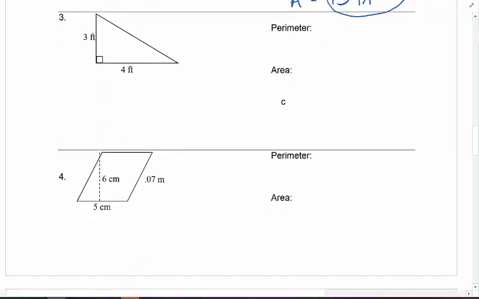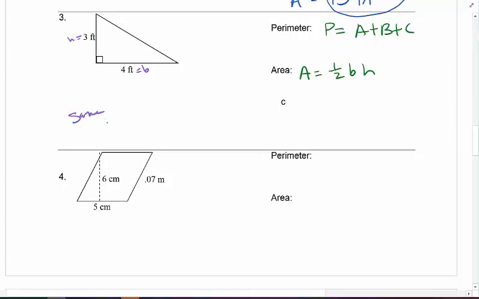Going to number 3, again, we're still with a triangle, but notice I do not have all of the sides labeled here. I don't have 3 pieces. For perimeter, we need A plus B plus C. I don't have all of those yet. For area, I need the base and the height. Because this is a right triangle, this one is my base, and this one is my height.